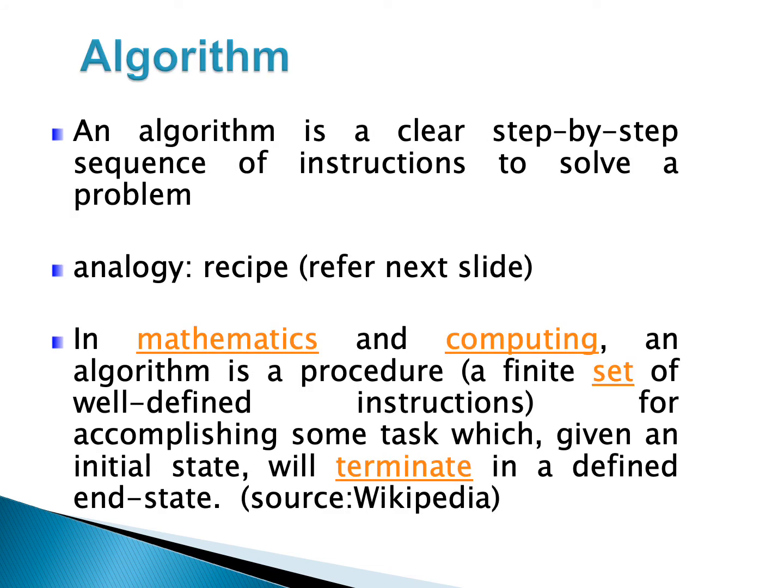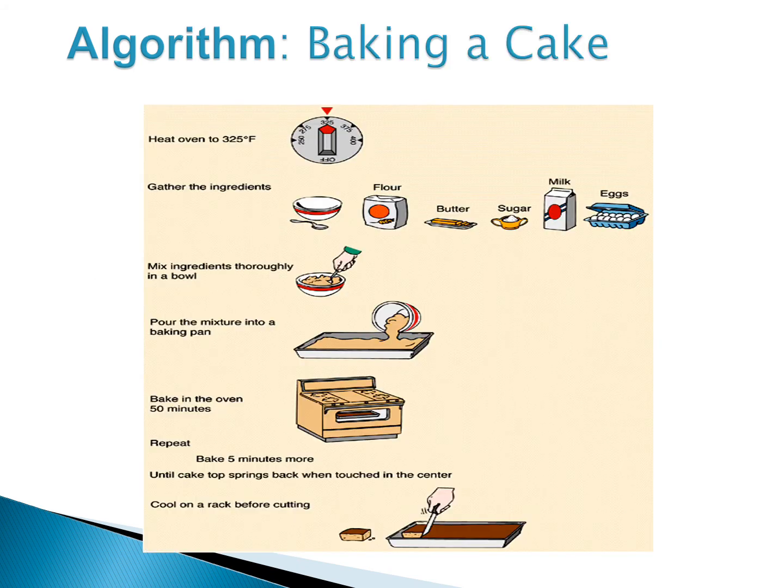In the previous slides, we heard the word algorithm. So what does it mean by an algorithm? An algorithm is a clear step-by-step sequence of instructions to solve a problem. For example, this slide shows the algorithm, which is the step-by-step to bake a cake. We would first heat the oven, gather the ingredients, mix it, pour it into the baking pan, bake it, repeat it again, and finally cut the cake to be served.